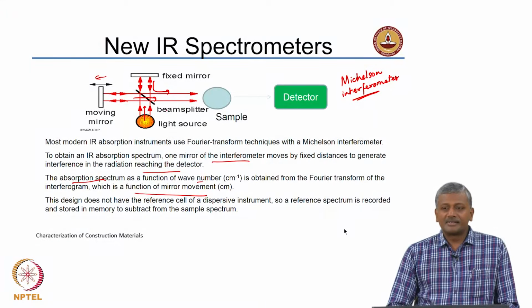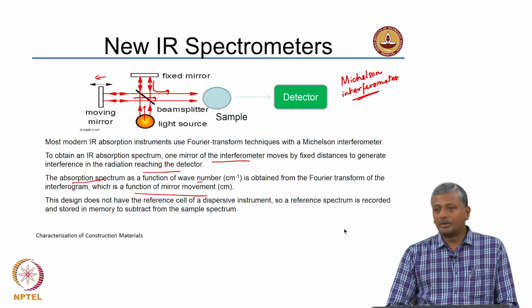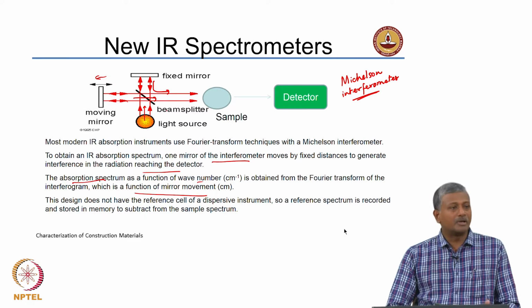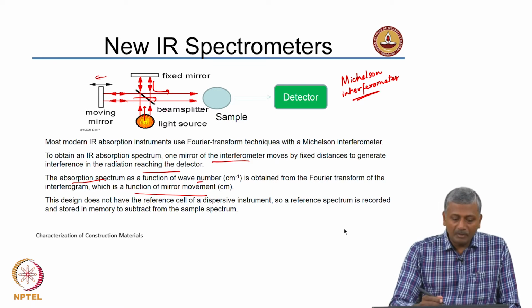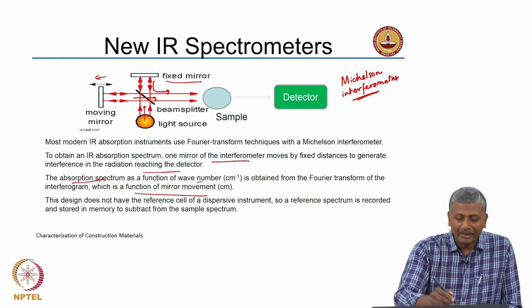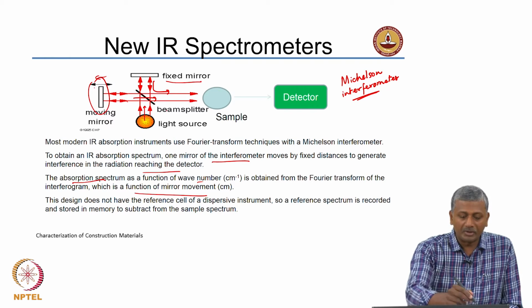So, we were discussing the last time about how the infrared radiation is made to pass through the sample. In most infrared spectrophotometers, which are labeled as FTIR instruments, the infrared radiation is sent from a source into a beam splitter that transmits the beam partially and reflects the beam partially. The transmitted beam goes to a fixed mirror and the reflected beam goes to a moving mirror.